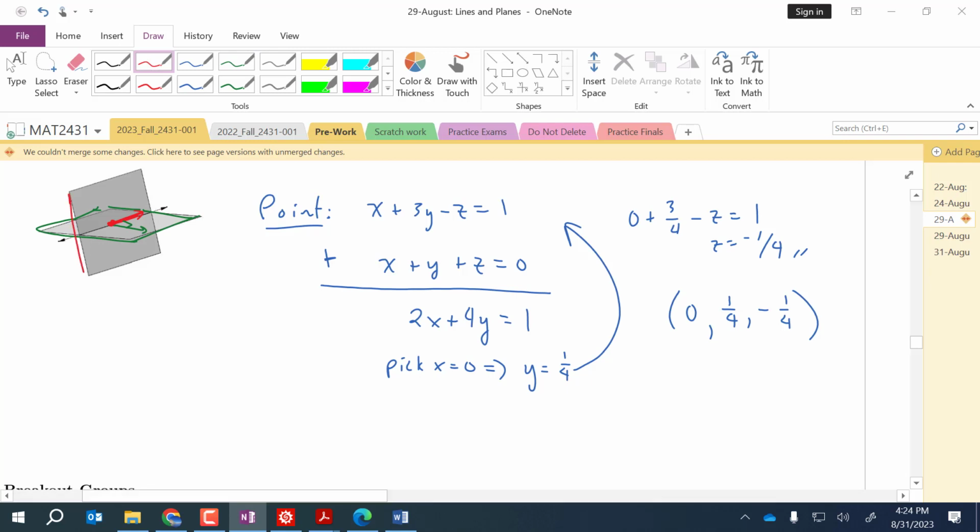Let me color code them so I can talk about them. So for the red plane, we've got this normal vector. For the green plane, we've got this normal vector. And what do we notice about our direction vector v? That's the observation that we need to make, right? Does everyone see that? Okay.